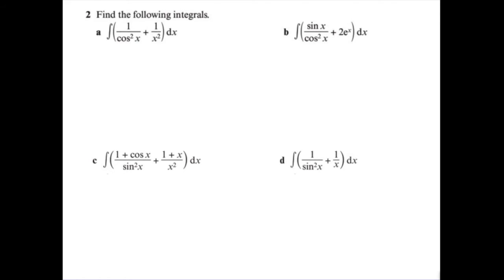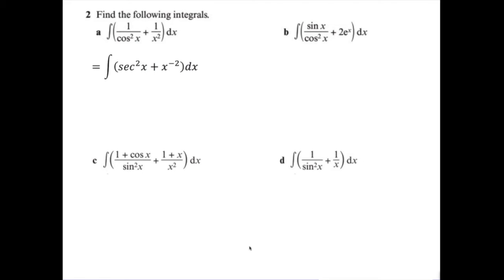Right, so question 2. Part A, find the integral of 1 over cos squared x plus 1 over x squared. Well, the thing to do is to write 1 over cos squared x as sec squared x and 1 over x squared. Well, you did this last year, didn't you? Okay, in year 12, you were used to integrating things like that quite easily. So that is just x to the negative 2.